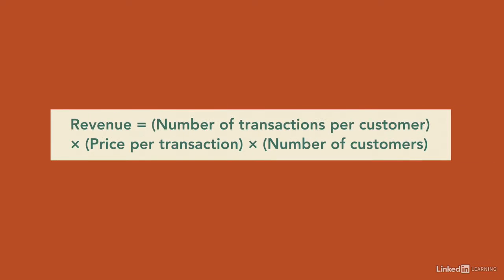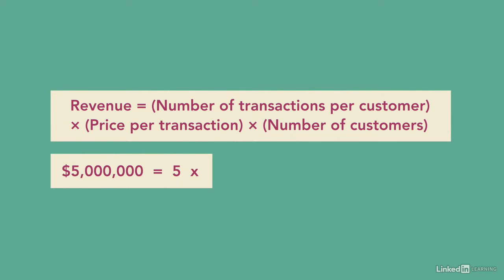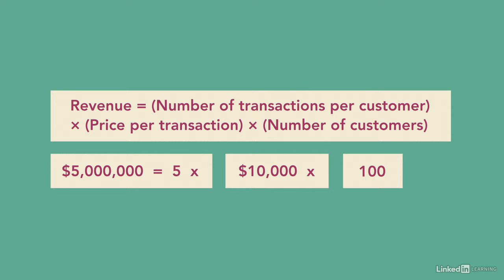Revenue is a calculation of the number of transactions per customer multiplied by your price per transaction multiplied by the number of customers. So, if your average transaction value is, let's say, $10,000, and you generate, on average, 5 transactions per client or customer per year, and you have 100 clients or customers, you will have $10,000 times 5, or $50,000, times 100 clients, which equals $5 million in revenue.